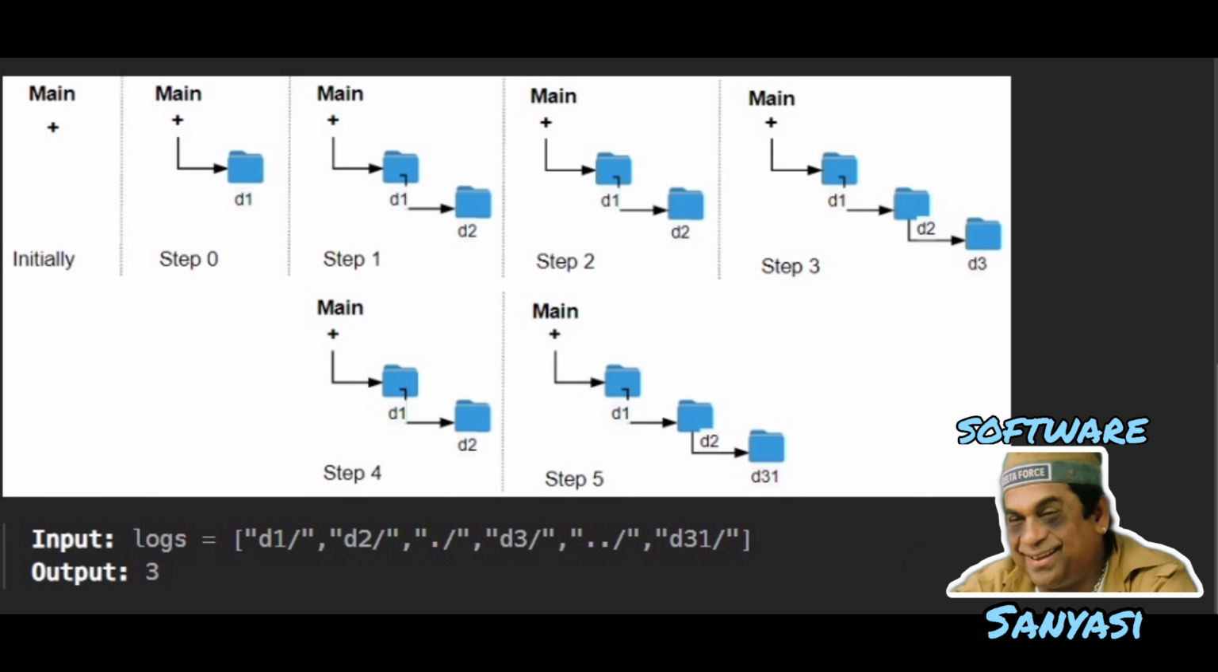To return to the main folder from d31, we need three operations, ../, ../, and ../. So, the output is 3.